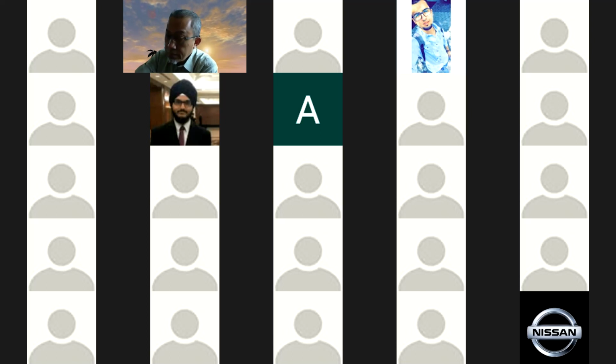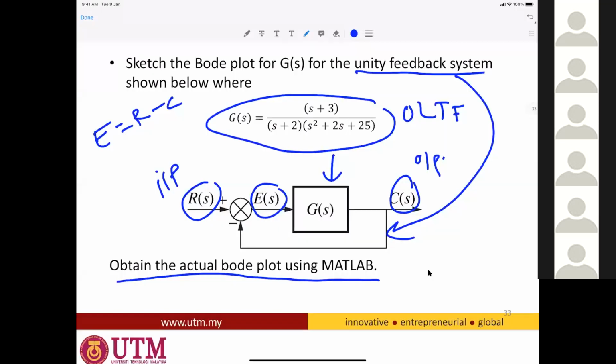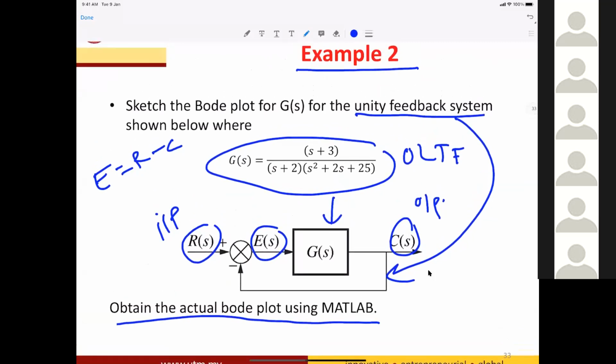Actual plot, eh? Okay, go to the... Sir, we cannot see the screen. Oh, I'm sorry. Okay.